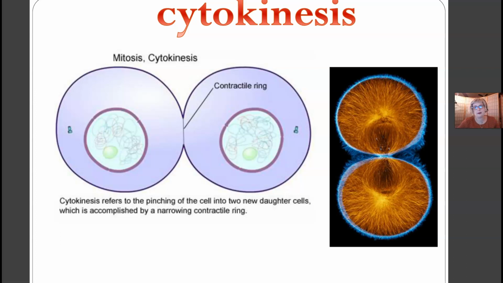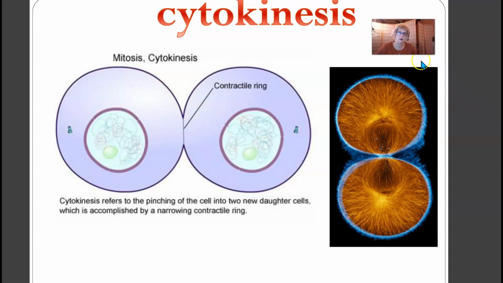Okay, so here it is, the contractile ring, and it's completely separating out the cells. All right, so cytokinesis refers to the pinching of the cell into two new daughter cells, which is accomplished by a narrowing contractile ring.